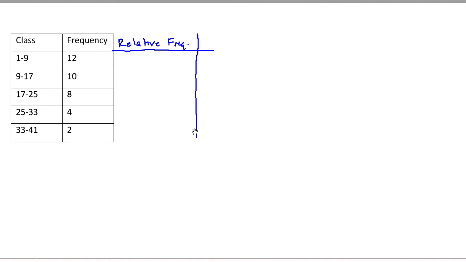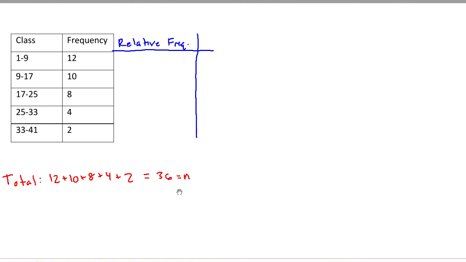Now, in order to do this, I'm going to have to do some calculations. And the first one I'm going to have to do is figure out the total. So the total number of data points is 12 plus 10 plus 8 plus 4 plus 2. And so when I add this up, I end up with 36. Okay, so we have a total of 36. So we can call this N data values.